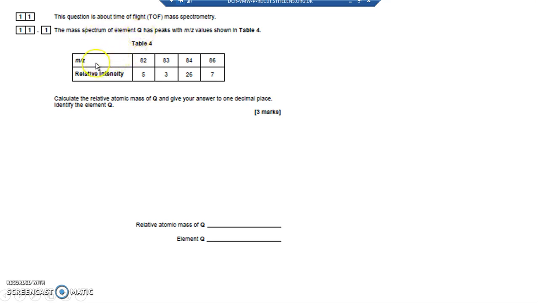I've got an element Q, and I've got different masses for element Q: 82, 83, 84, and 86. That's because element Q has different isotopes. They're atoms with the same number of electrons and protons and the same atomic number, but different numbers of neutrons, and that's why they've got different masses. They've got different abundances, so different amounts. So I've got 5 particles of mass 82, 3 particles of mass 83, 26 particles of mass 84, and 7 particles of mass 86. I'm going to work out the masses all together.